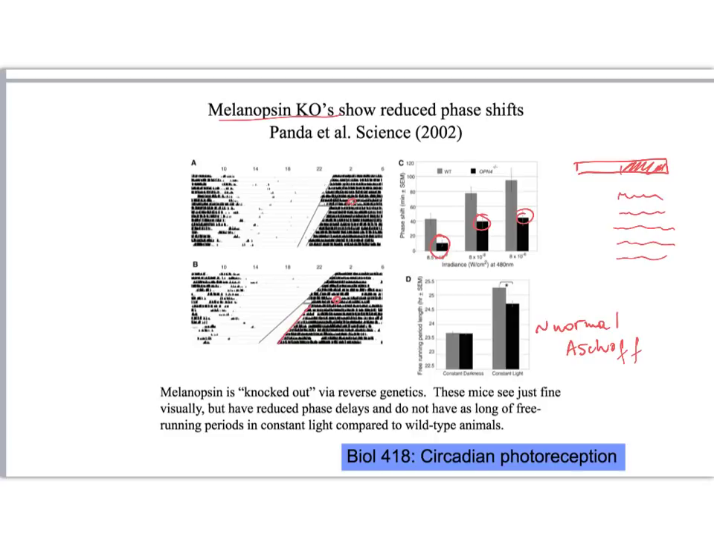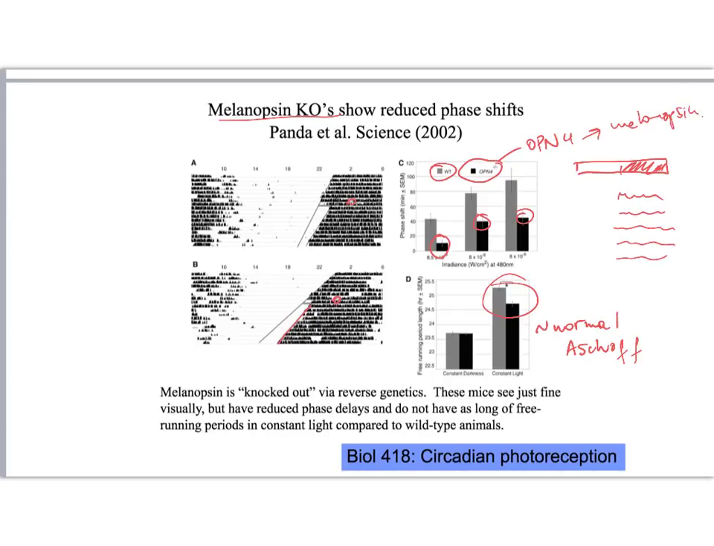So the lengthening of the period under constant conditions that you see in mice with brighter light intensities was still there, both for wild types and for the mutant. The mutant is called OPN4, and this is opsin number 4 essentially, which is the melanopsin gene.